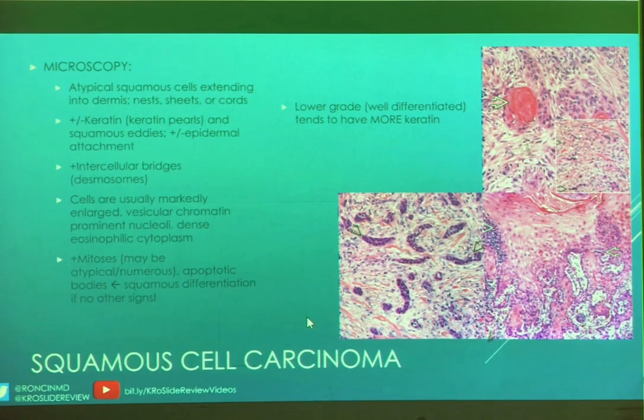As we saw in our case, there were areas that looked detached. Now, if you went deep enough into your blocks, you may see where they attach, okay? You will have intracellular bridges or desmosomes, because remember, this is a squamous lesion. Those are still keratinocytes. They're just malignant. The cells will be markedly enlarged, as we saw. Again, the vesicular chromatin, prominent nucleoli, and that dense eosinophilic cytoplasm. So you can also appreciate why our keratoacanthoma or well-differentiated squamous cell carcinoma was in that list.